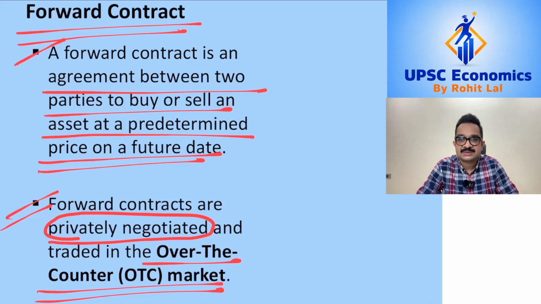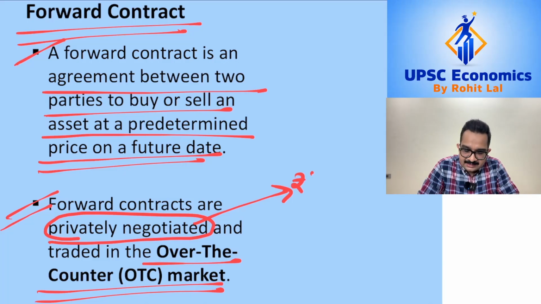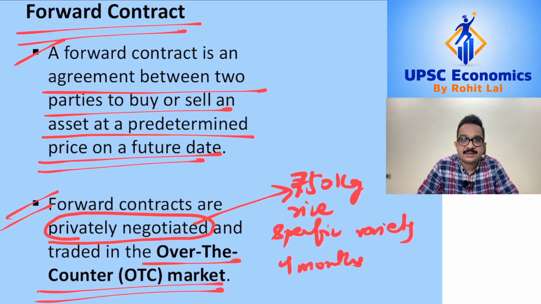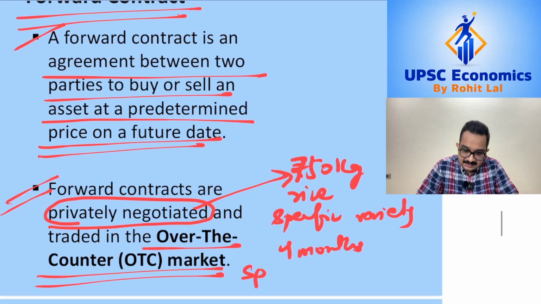That is, they traded outside of the stock exchange. Now because these are privately negotiated contracts, these contracts can be customized. So you can have, let's say, a mill owner entering into a contract with a farmer, and he can say that, I want 750 kgs of rice of a specific variety, and I want this after say 4 months, and I want it at a specific warehouse, say which I have in Lucknow.